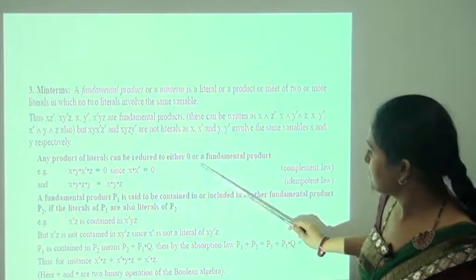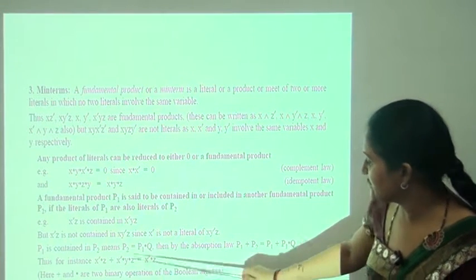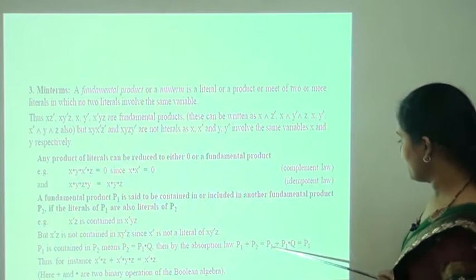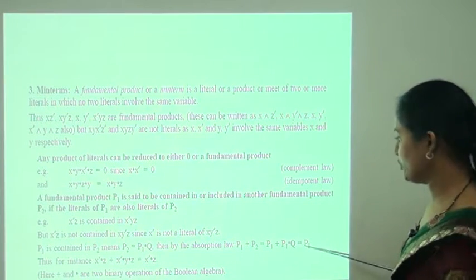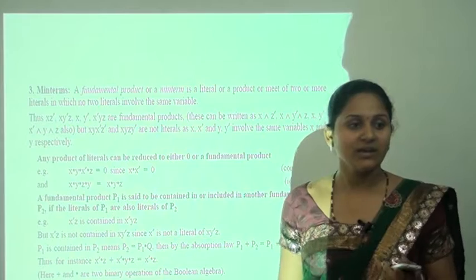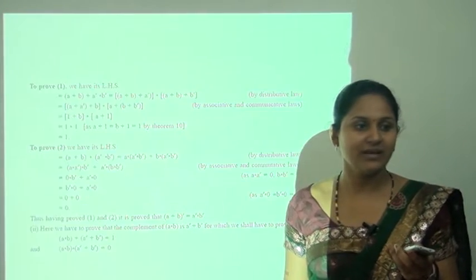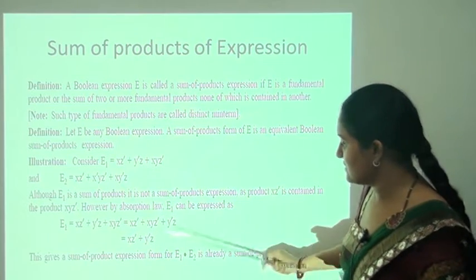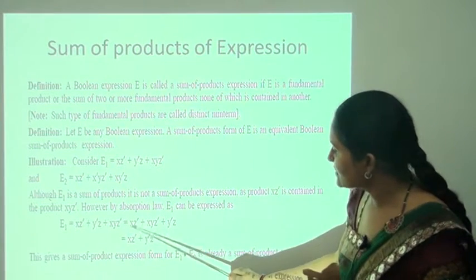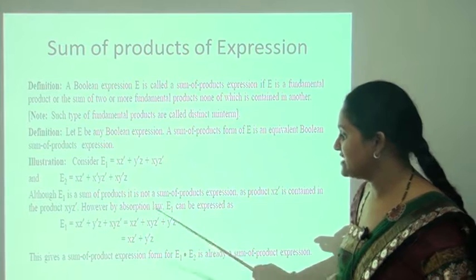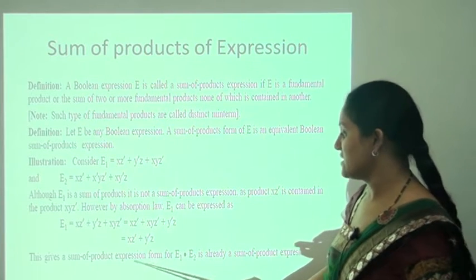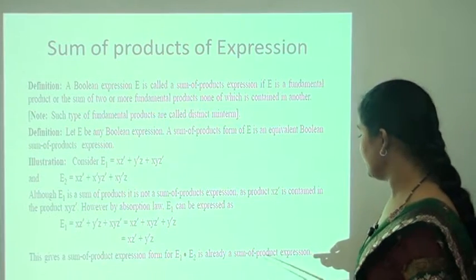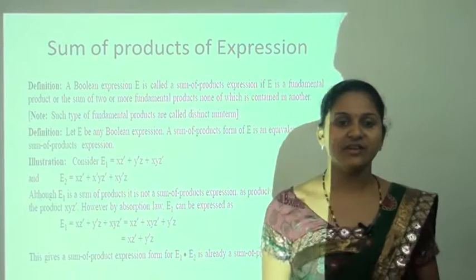Here our law is: this is our condition P2 equal to P1Q. So for P1 plus P2, P1 plus P1Q equals P1. Using this, that condition is used here, that is xz plus yxz. So this gives a sum of products expression for E1, and E2 is already in that form.